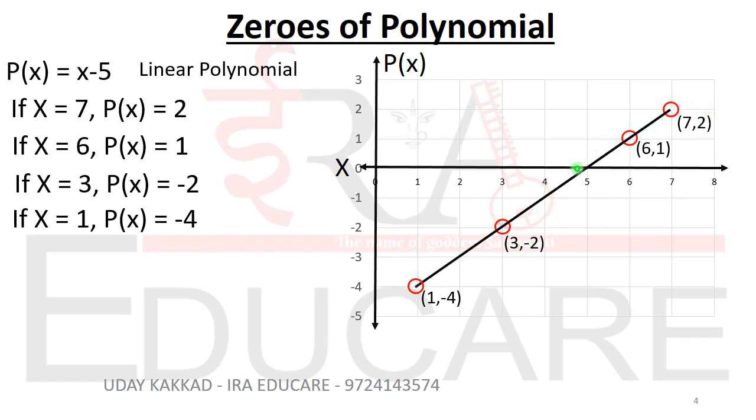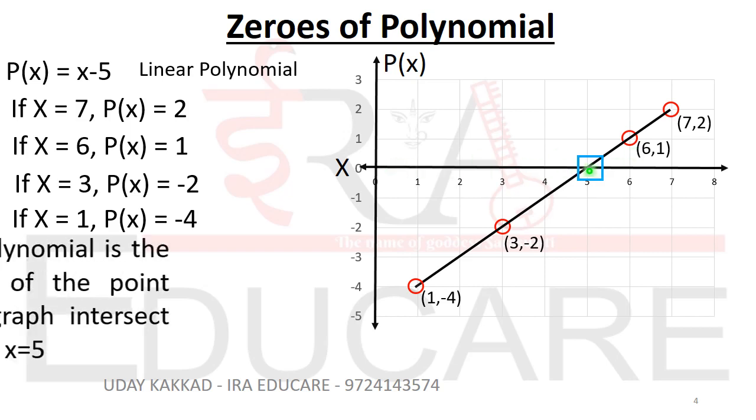Now there is one point here. The graph intersects the x-axis at this point. You can see that. This point is called a zero of the polynomial. This is the point where the graph intersects the x-axis. So a zero is nothing but the point on the x-axis where your graph intersects the x-axis. So it is 5.